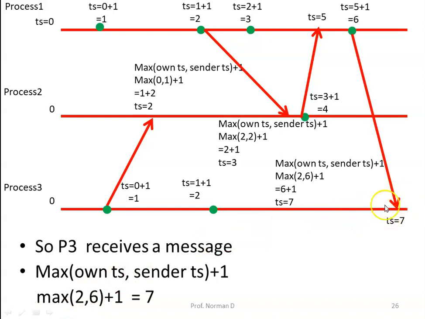So what will be the timestamp at this particular point? The local timestamp of process P3 at this particular point is 2, and the timestamp of the incoming event is 6. So we find the maximum of this, that is 2 and 6, maximum is 6. So the timestamp becomes 7. This is how the Lamport algorithm performs synchronization across different machines.